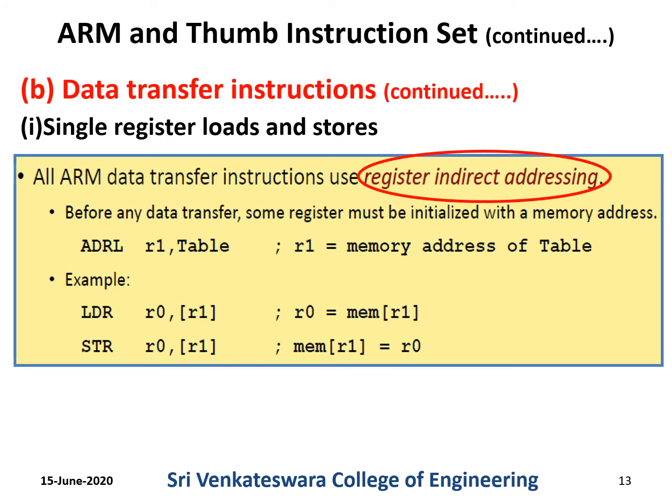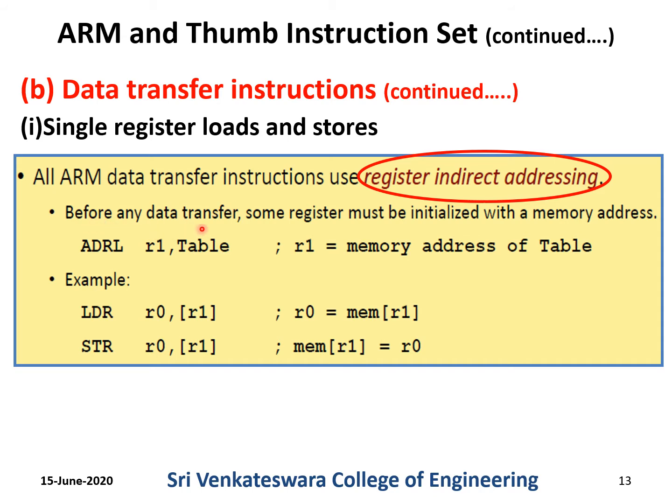So here we are going to see a few examples for single register load and store. Before that, one important point to be noted is that all the ARM data transfer instructions make use of the register indirect addressing mode. Now what is register indirect addressing mode? A register should be loaded with a memory location's address, and that register will be specified in an instruction. So that is called register indirect addressing mode.